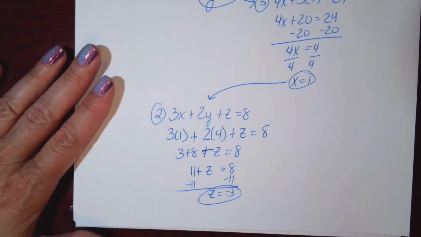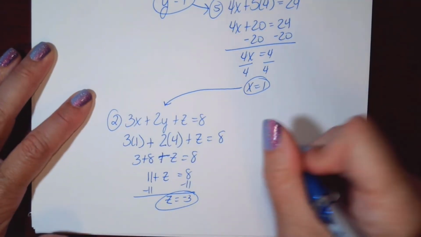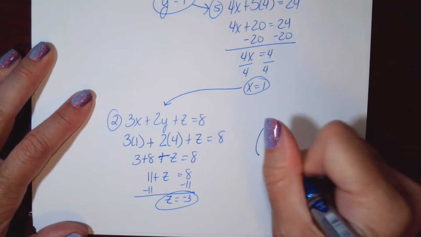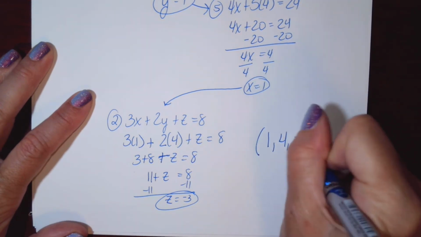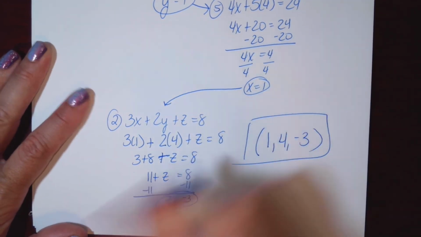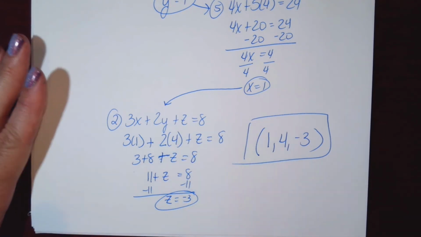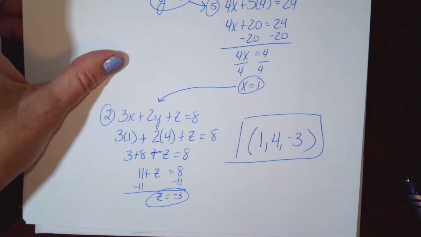We are almost, not quite, done because we have to write our solution set as an ordered triple. X, y, z. Perfect. All right, excellent. Let's look at our last 2 examples.